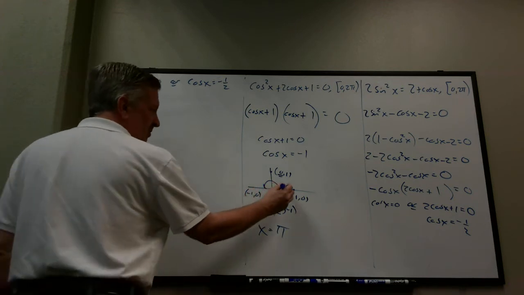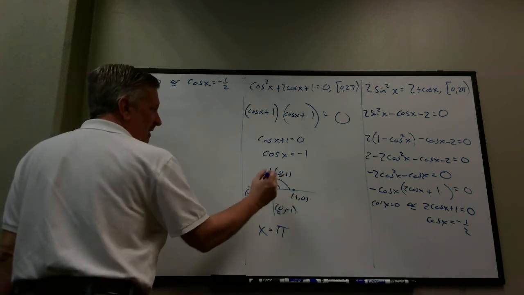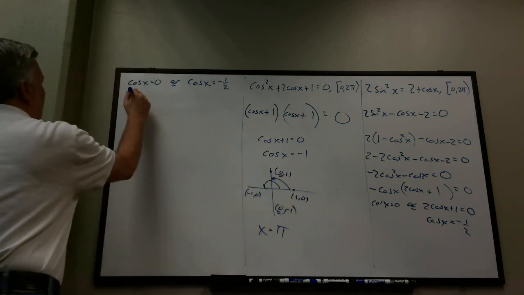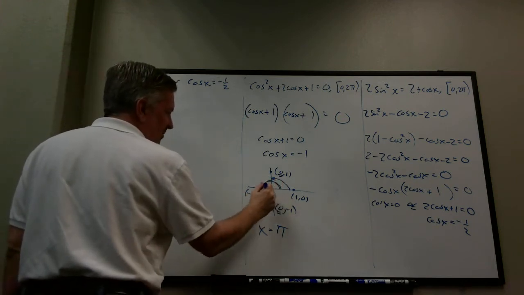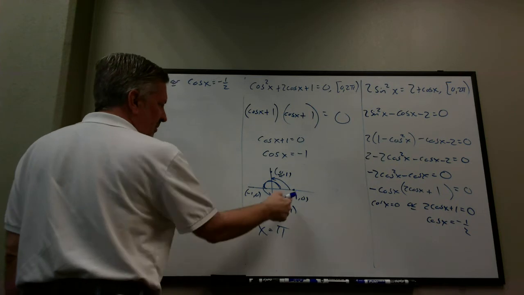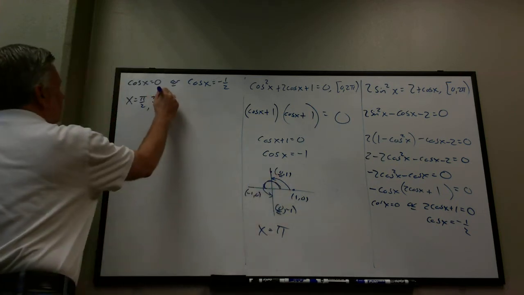Now from standard position, where is that? From here to here, that's 90 degrees. That's pi over 2. So x is pi over 2. And then it also happens here. There's where x is 0, and that's 3 pi over 2.